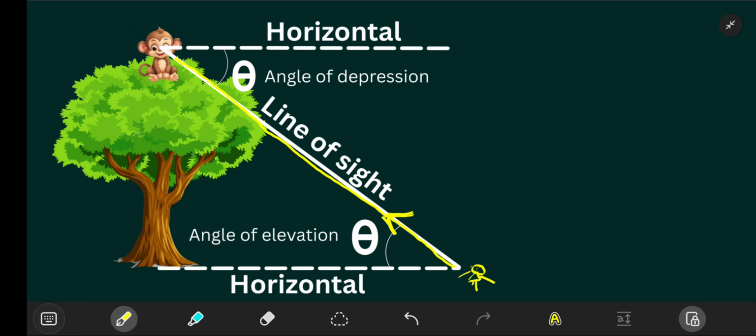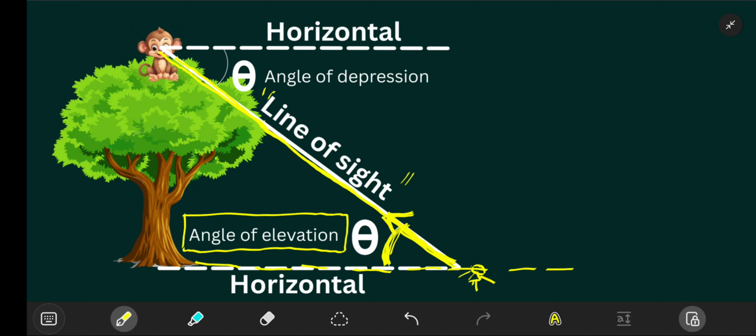Now the monkey will appear to him when he looks along this line only. When he looks along this line, he can see this monkey. Now this line is called line of sight. The angle made by the line of sight with this horizontal is called angle of elevation.